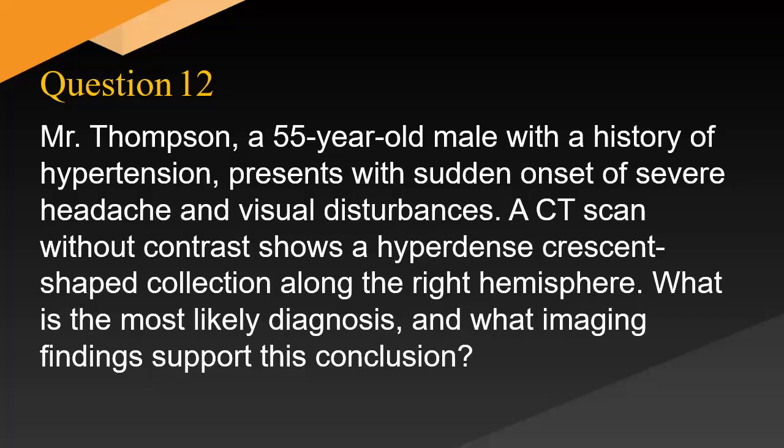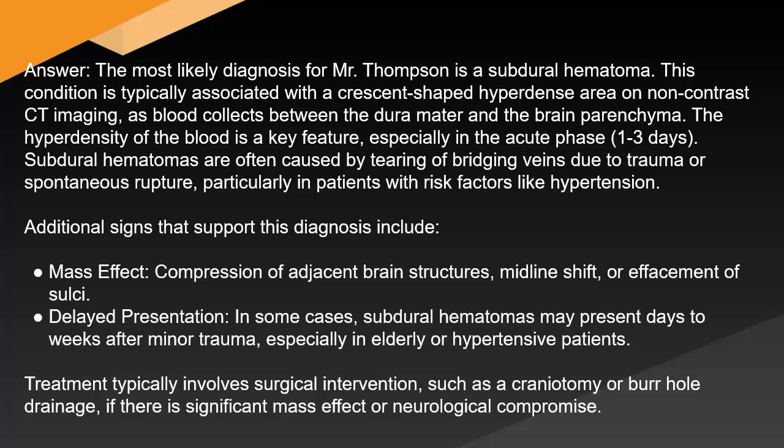Mr. Thompson, a 55-year-old male with a history of hypertension, presents with sudden onset of severe headache and visual disturbances. A CT scan without contrast shows a hyperdense crescent-shaped collection along the right hemisphere. What is the most likely diagnosis, and what imaging findings support this conclusion? Answer: the most likely diagnosis for Mr. Thompson is a subdural hematoma.